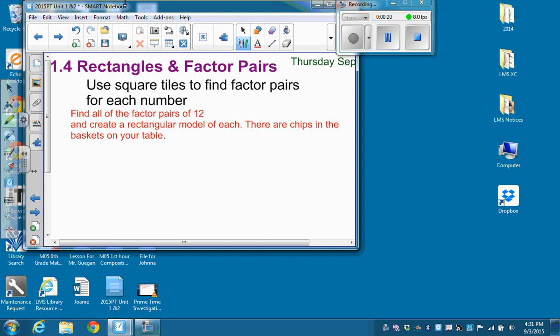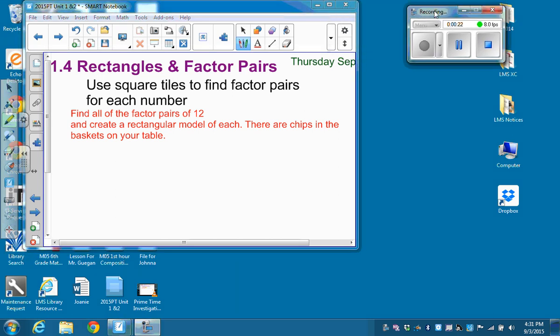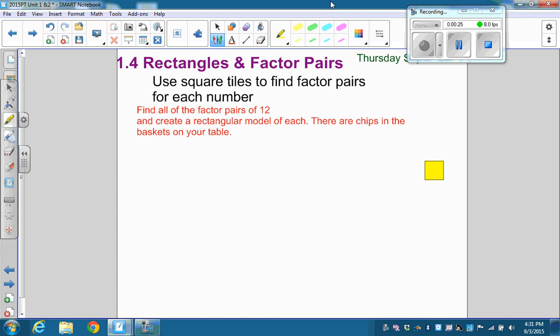In class we talked about this problem before we did it in groups. I'm just going to remind everybody that this is about factor pairs and rectangles. We're going to be using square tiles to find factor pairs for each number. But the real goal today is to find all the factor pairs of 12, and then create something called a rectangular model of each. I know that model can mean a lot of things, but in math it usually means a picture.